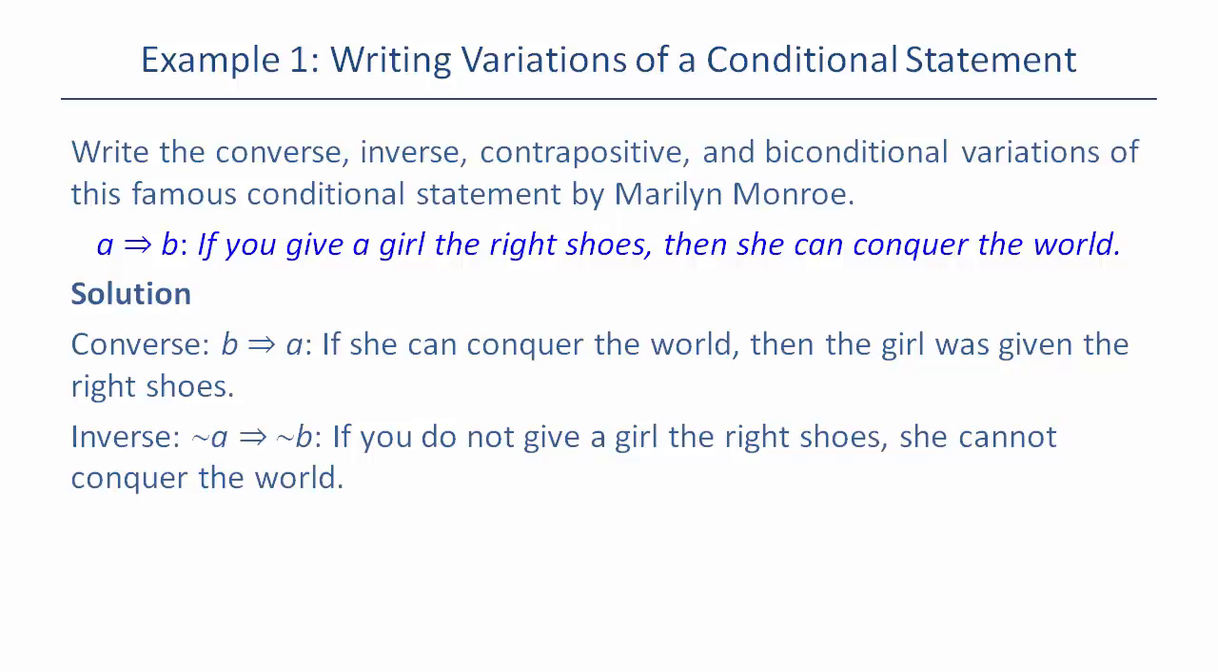And it's always easier, guys, to put the symbols in, do what you have to do to the symbols, and then put the words in, rather than just trying to go straight from the words to the words. That can get a little complicated, especially since English is a little iffy in places. So now when you have B implies A, you just have: if she can conquer the world, then the girl was given the right shoes. And then not A implies not B just means you have to negate both of those original statements to do the inverse. If you do not give a girl the right shoes, she cannot conquer the world.